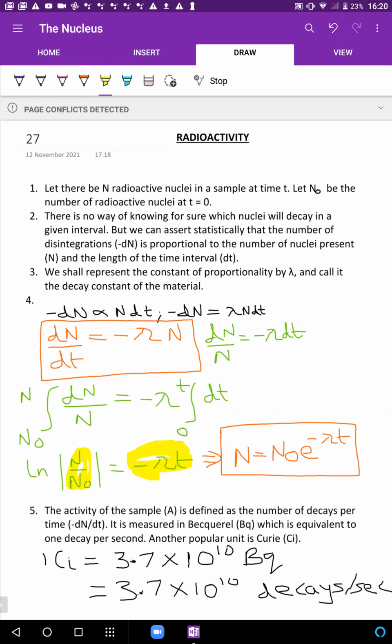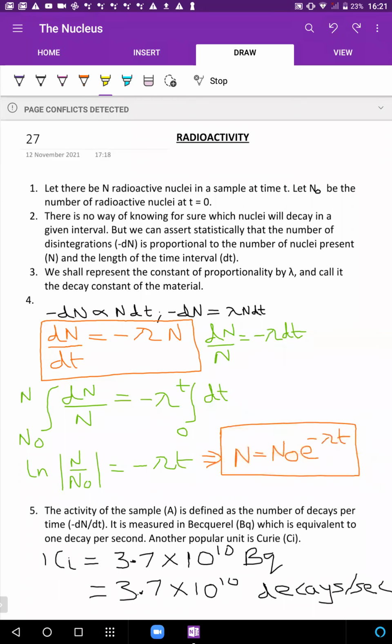तो e raised to LHS is equal to e raised to RHS gives you n by n naught is e raised to minus lambda t. The only thing I've done is then I've taken n naught to the right hand side. So n is n naught e to the power minus lambda t, telling you that the number of nuclei is decaying exponentially.